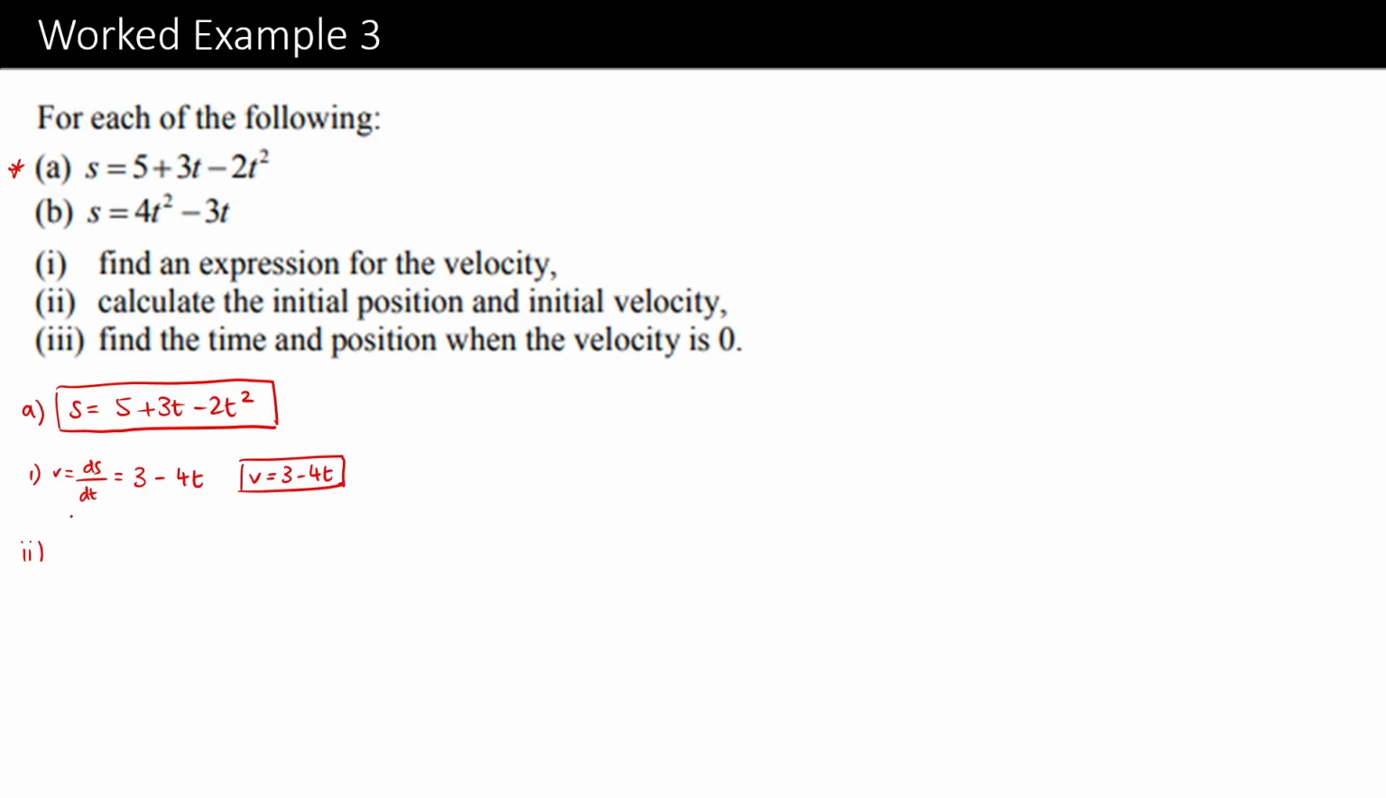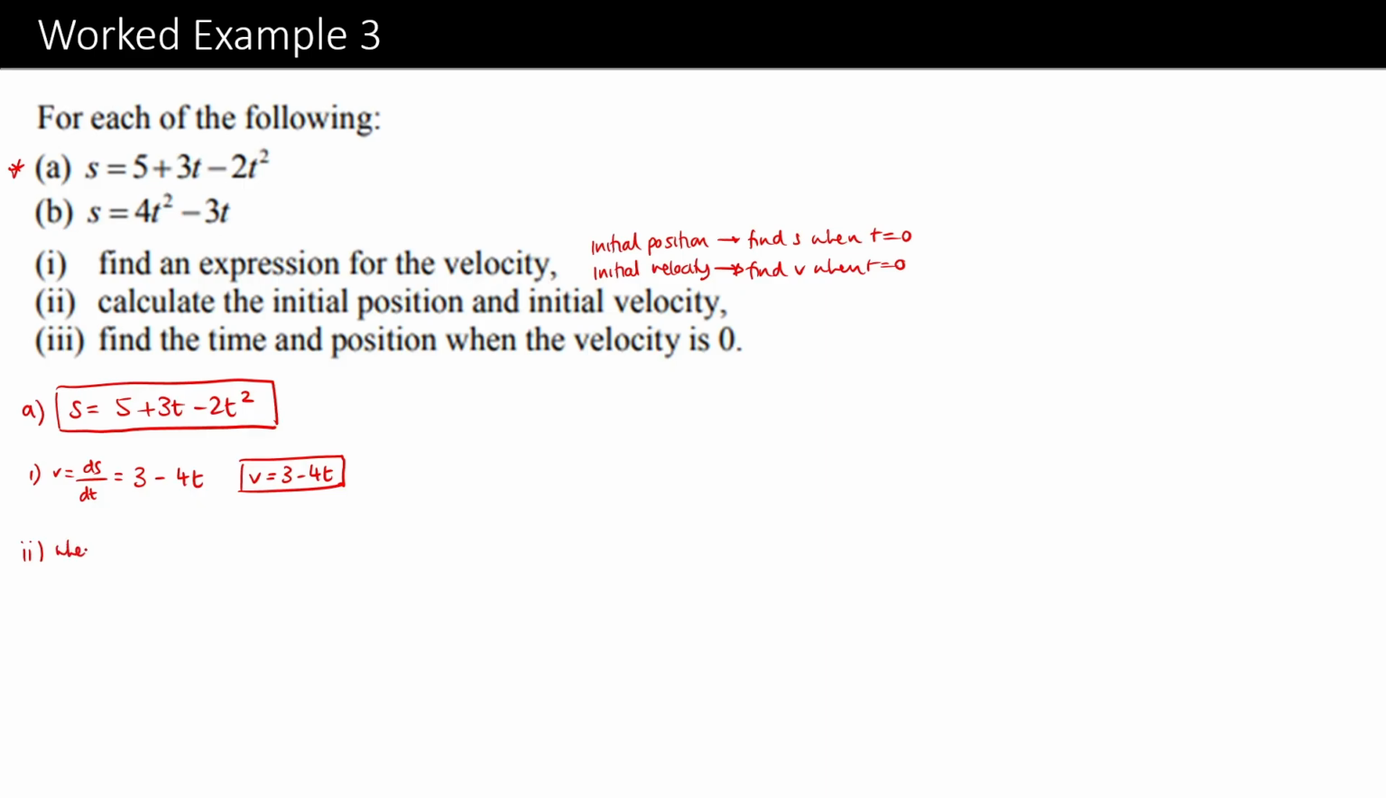Then for part 2, it says calculate the initial position and the initial velocity. So the initial position means find S when t equals 0, and the initial velocity is asking us to find V when t equals 0. So for part 2, what I need to do is just substitute t equals 0 into the two formulas that I've got written.